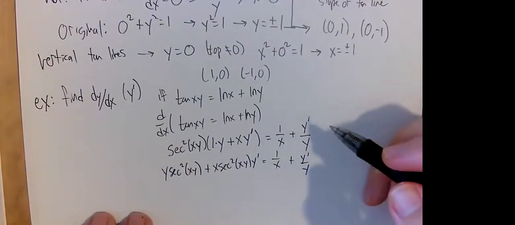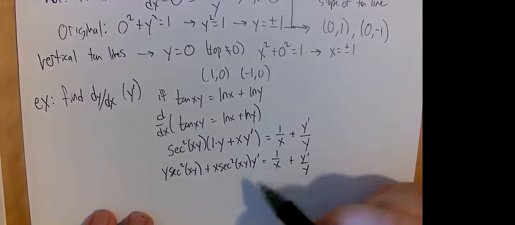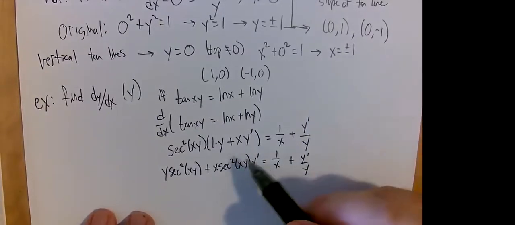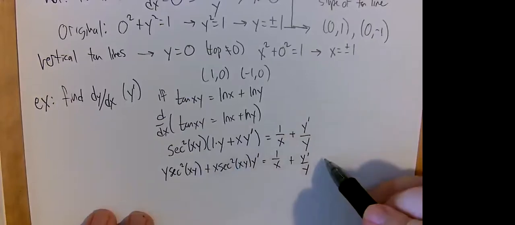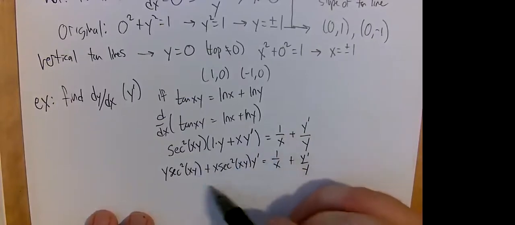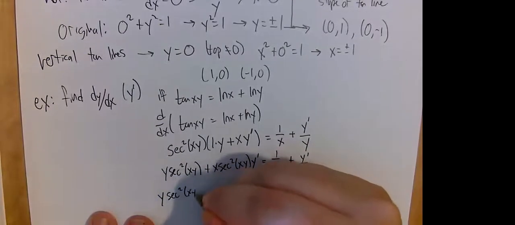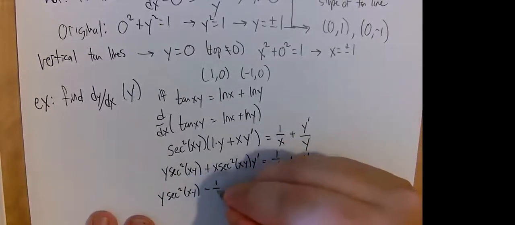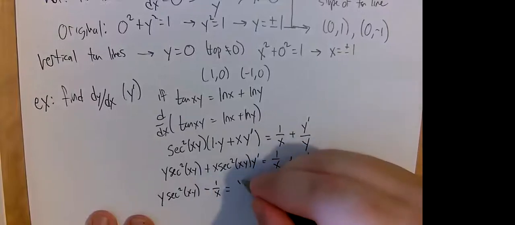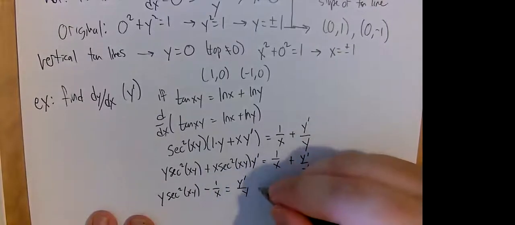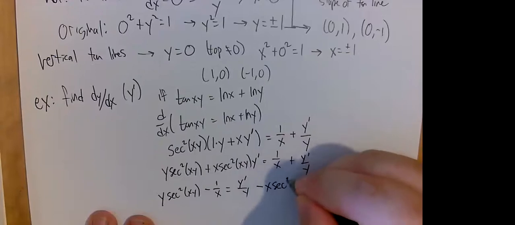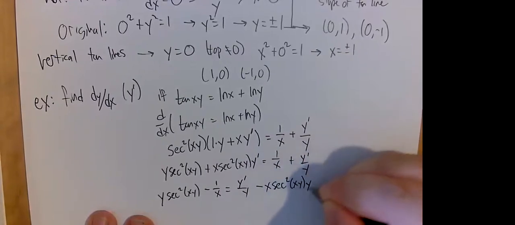What I'm then going to do is move everything with y prime to one side of the equation. So I'm going to subtract this over here, and I'm going to subtract 1 over x over here. So I have y secant squared of xy minus 1 over x is y prime over y minus x secant squared of xy, y prime.